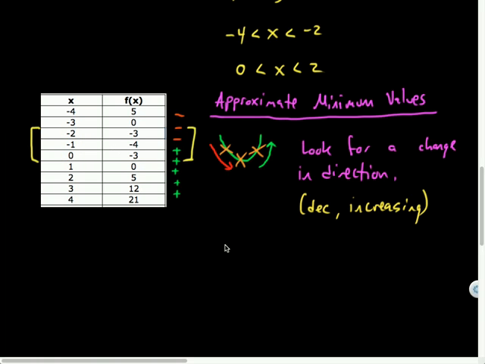So I would say that a minimum occurs at the following location: -2 < x < 0. So I describe its location based on its x-coordinate, but I determine its location based on the y-coordinates' change in direction.